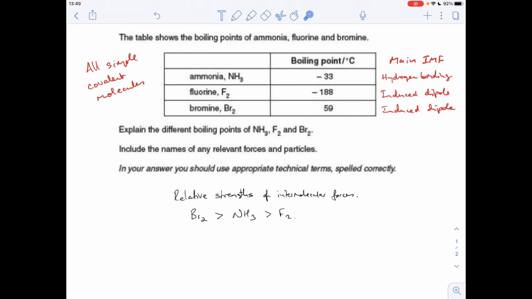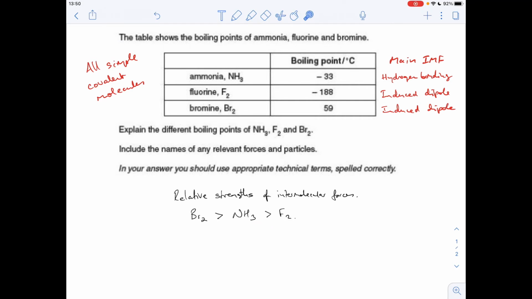The boiling points being the way they are is telling us the relative strengths of the intermolecular forces are this way around. The intermolecular forces between the bromine molecules are the strongest, then the ammonia ones, and then the fluorine ones must be the weakest. What that's illustrating is quite an interesting point: the induced dipole forces between the bromine molecules are actually stronger than the hydrogen bonds between the ammonia molecules.